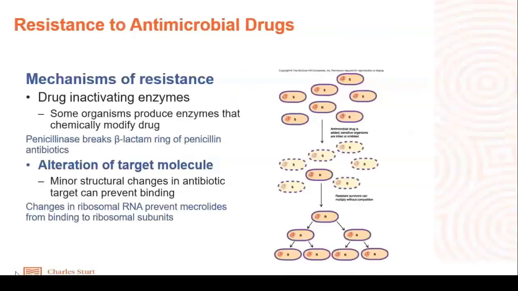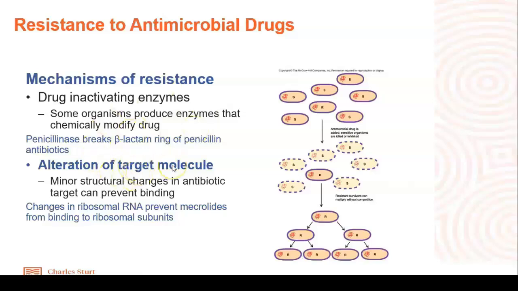So now looking at the actual mechanisms of resistance. Some organisms can produce enzymes that chemically modify a drug. A good example of this is microorganisms that produce an enzyme called penicillinase that breaks the beta-lactam ring of penicillin antibiotics. If it breaks the beta-lactam ring, then the penicillin antibiotic is no longer going to be able to exert its antimicrobial effect.